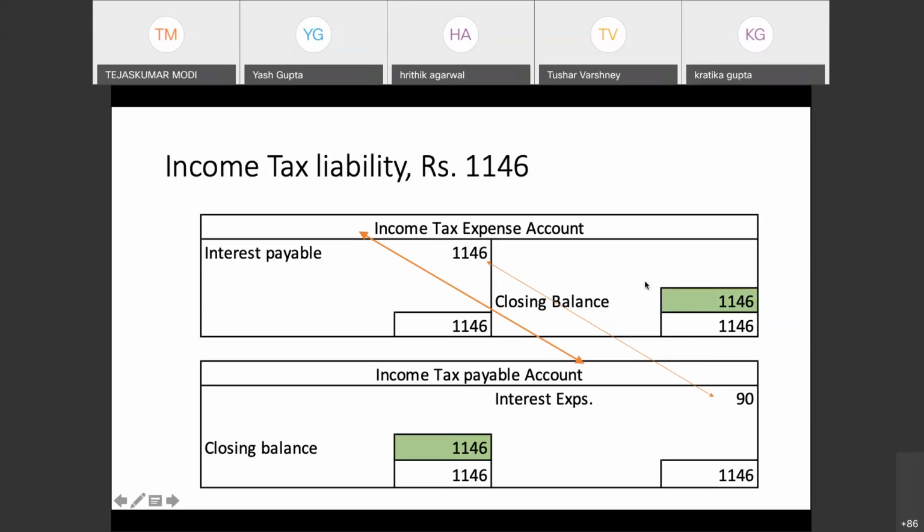Okay. 90 per month. That is what you are saying. Yes. No one has any questions till this point? Please mention no or yes in the chat. No questions, please mention no. Okay.